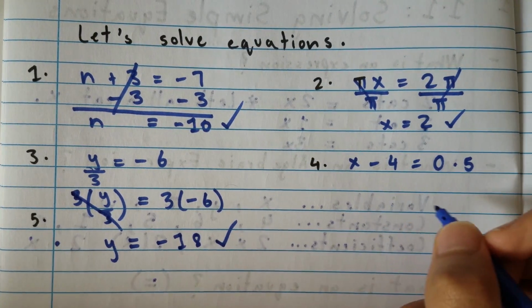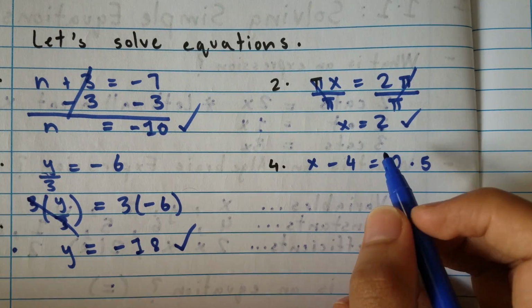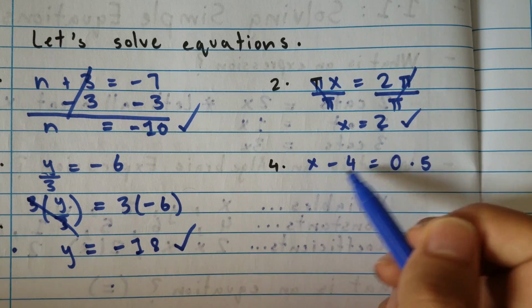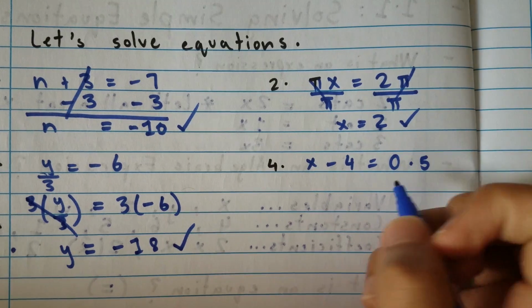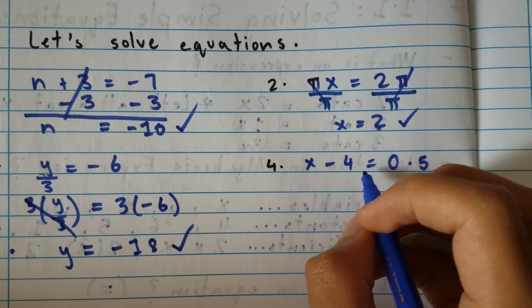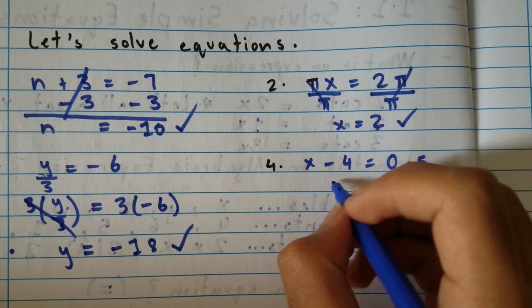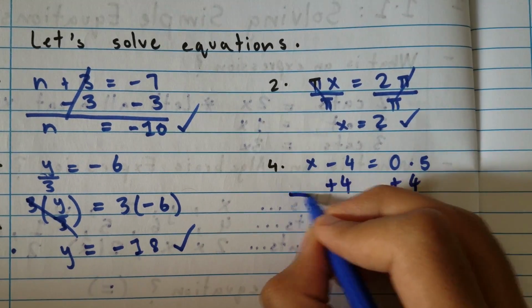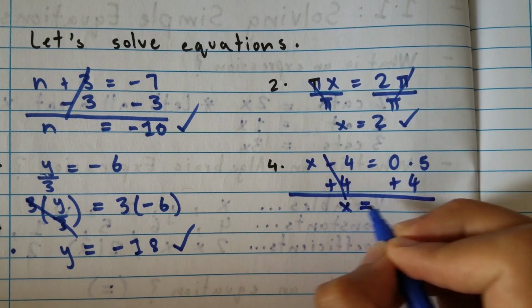What about number 4? Well, we have x minus 4 equals 0.5. So there's only one way that we can get rid of that minus 4 from this side, and we know that's the addition property of equality. Why is it the addition property? Well, it's because we have to get rid of the minus 4 by doing the reverse of this minus sign, and that is by doing the addition of 4 on each side.